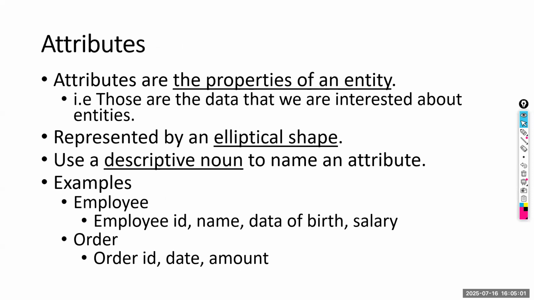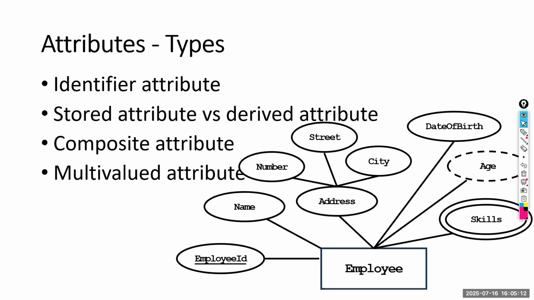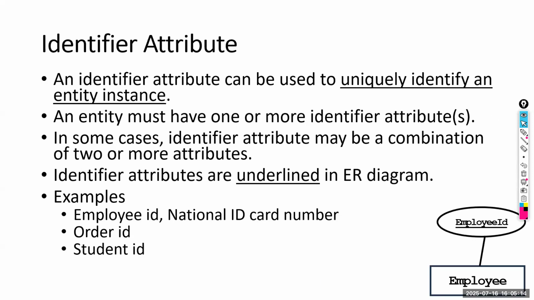Then we started discussing attributes. Attributes are the properties of an entity. We categorize attributes into different types. We discussed what is meant by an identifier attribute. We underline the identifier attributes, which helps us uniquely identify an instance of that entity, like employee ID, student registration number. So make sure you underline it.